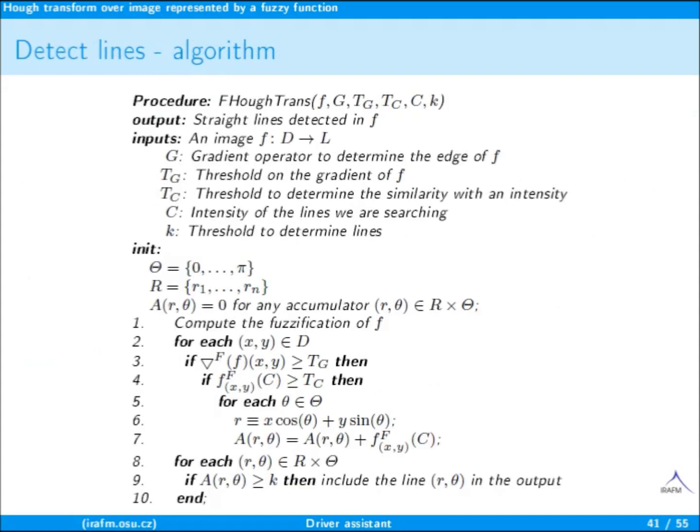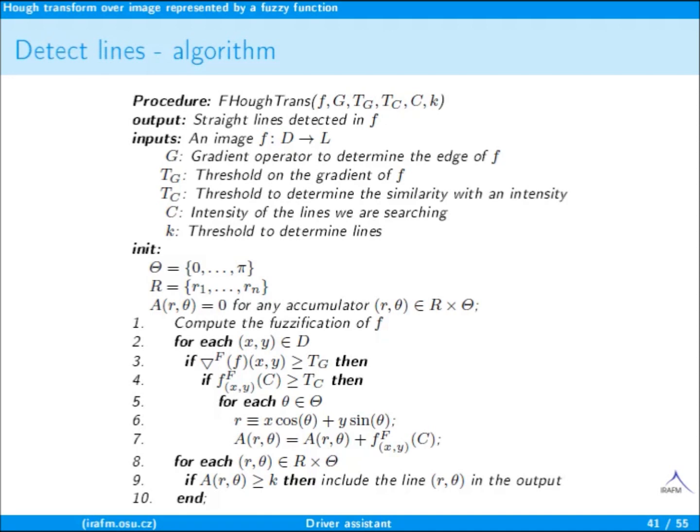Now we have all preliminaries and we can modify the algorithm. In the first step, we create the image represented by a fuzzy function using the proposed algorithm. Then we will browse all pixels in the image. In the third step, we control the gradient magnitude using the proposed gradient magnitude operator. In the fourth step, we evaluate the membership degree of the intensity we are searching for, and if it's bigger than the threshold, we'll continue. In the fifth step, we browse our combination of phi, and in the sixth step, we compute R for the given phi and pixel coordinates.